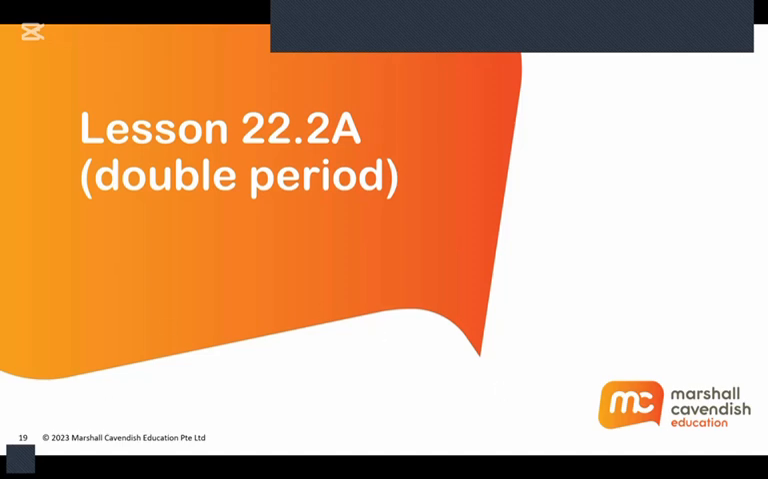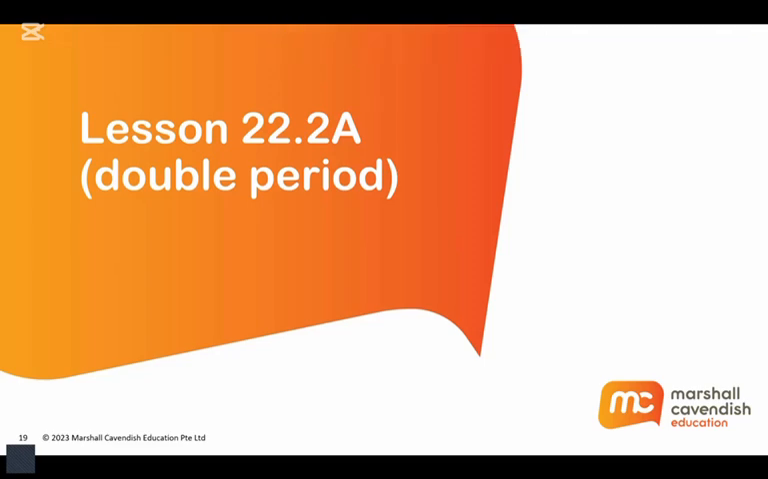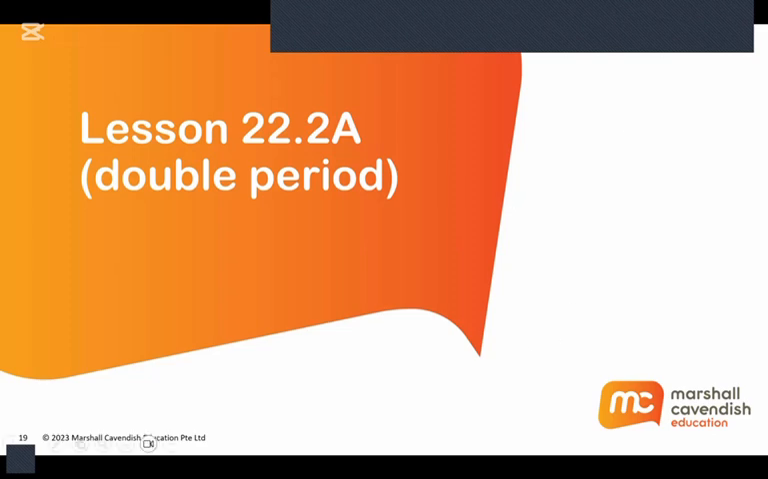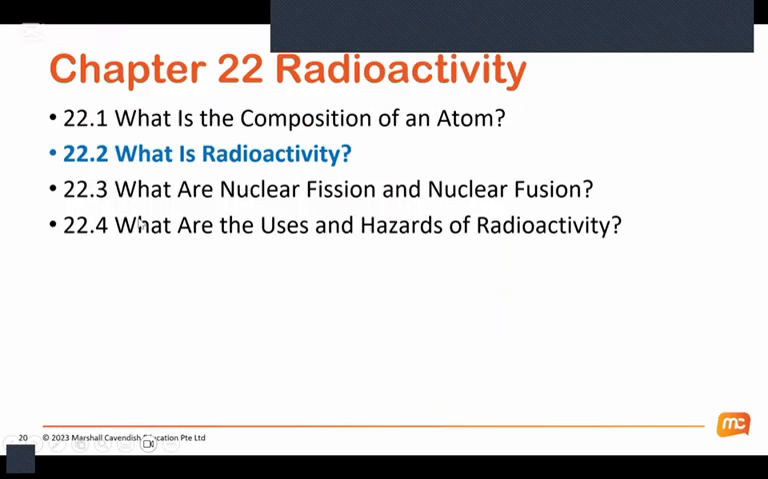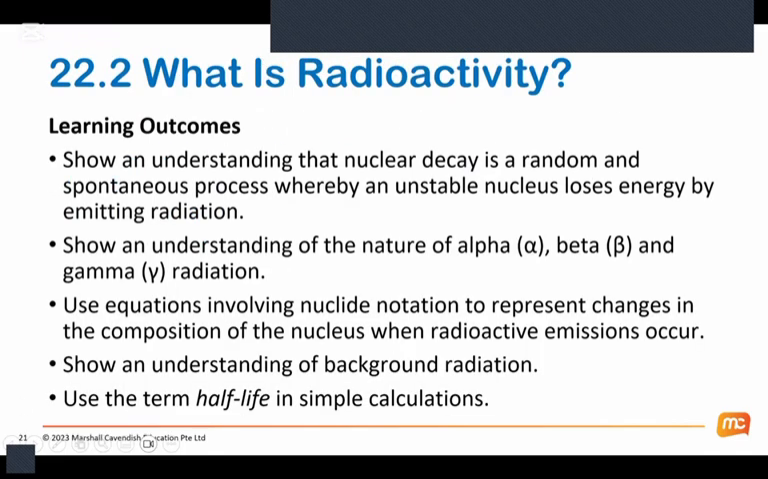I'm going to skip the front part about the composition of an atom because you have learned the majority of it in chemistry. So we'll just zoom directly into the radioactive part of radioactive nuclide. In this first section, we are going to cover what radioactivity is exactly, and we will be covering the following learning outcomes.